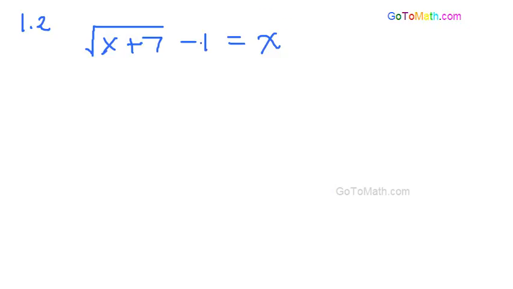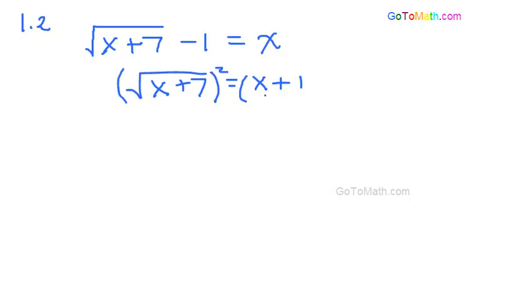Okay, so I'm going to take this 1 over here to the right hand side, and that'll make that x plus 1. And now what we'll do is square both sides to get rid of this radical. Alright, so we square the radical, and the radical just disappears into thin air. And let's go ahead and multiply this out. So this is going to be x squared plus 2x plus 1.